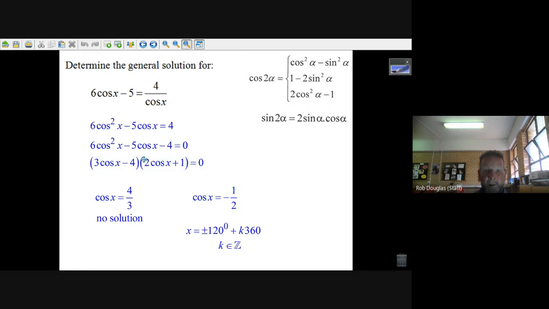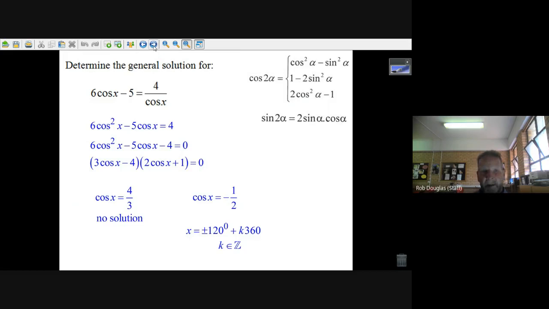You subtract 1, divide by 2, shift cosine of minus a half is 120 degrees. Plus or minus 120 degrees are your two answers for cosine, and it repeats itself every 360. Shift cosine of 4 over 3, there is no solution here. Your calculator will say no solution.